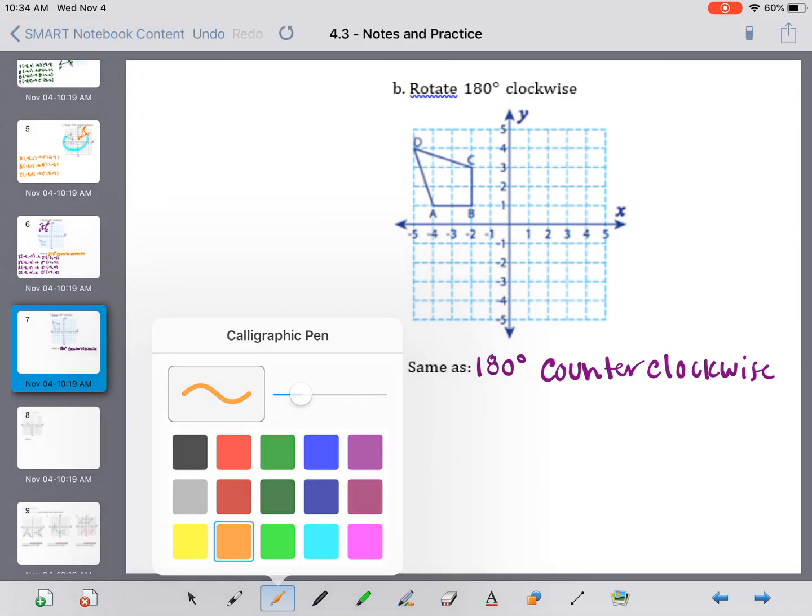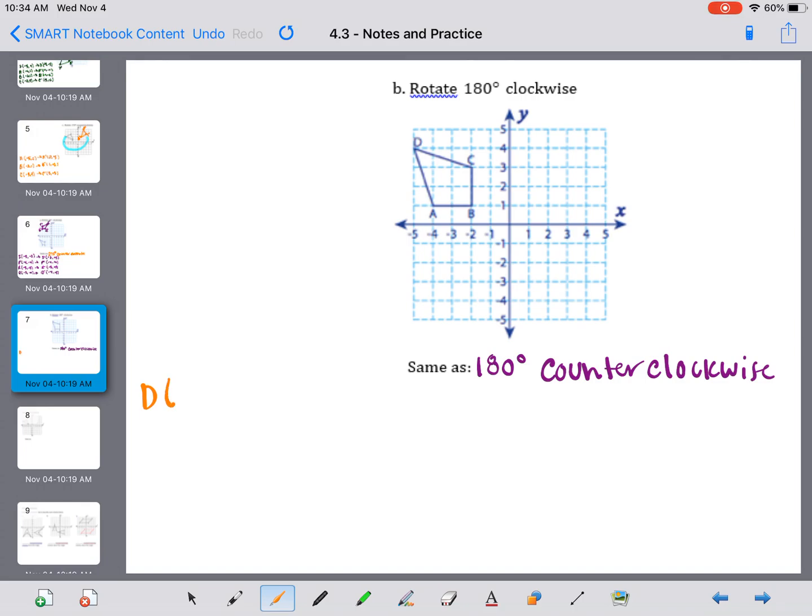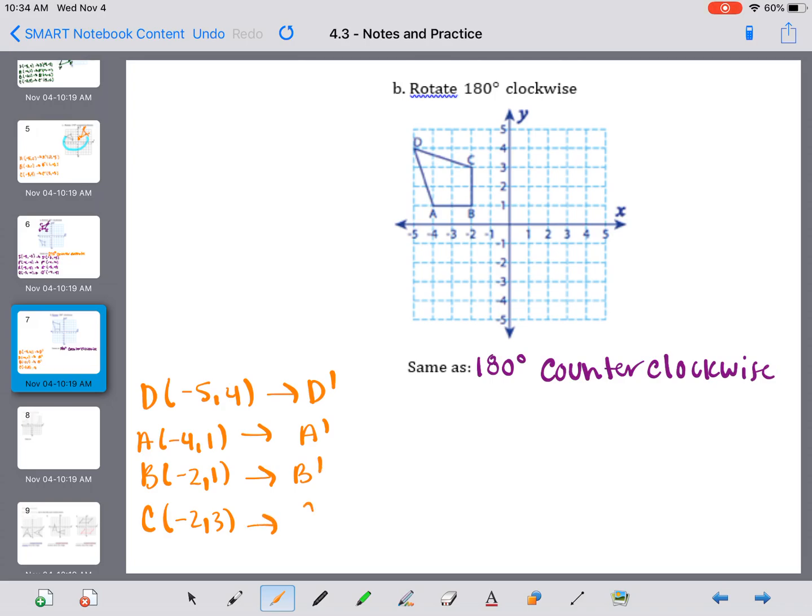So if we take a look at D, we have -5, 4. A is at -4, 1. B is at -2, 1. And C is at -2, 3. So with 180, again, you don't flip your point at all. You just change the signs of all the numbers. So that's going to become +5, -4, +4, -1, +2, -1, +2, -3.